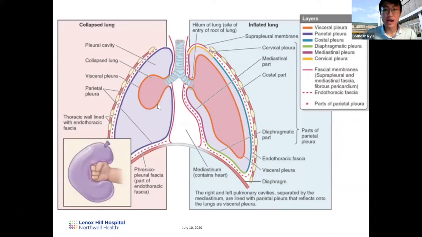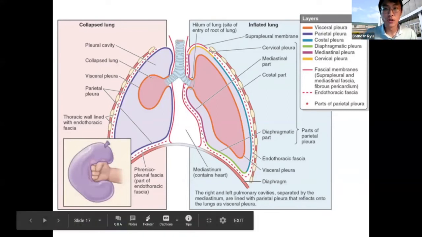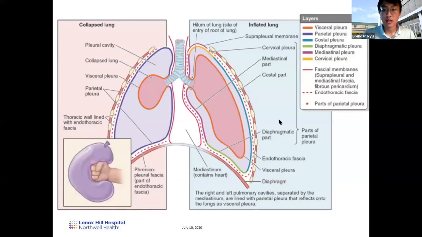And this is just a diagram for everyone to check out after this session, to sit down and really understand how the pleura is organized, since the pleura is also divided into different layers depending on which side it's touching, such as the diaphragm, the mediastinum, the costal, and so forth. So that's one thing I want you guys to check out. And yeah, I'll pass it off to Morgan.